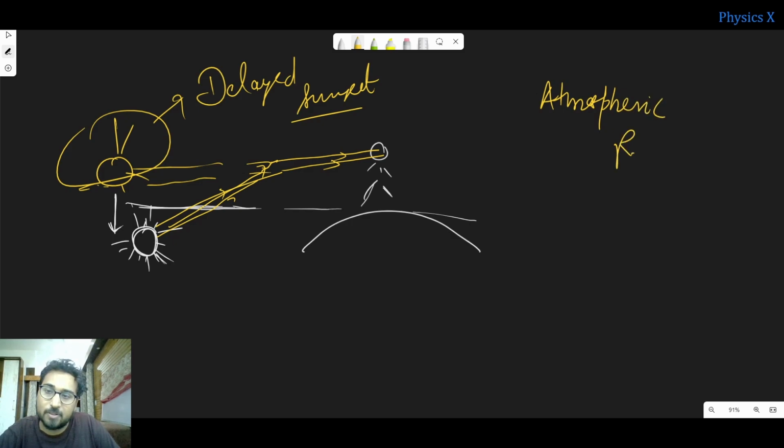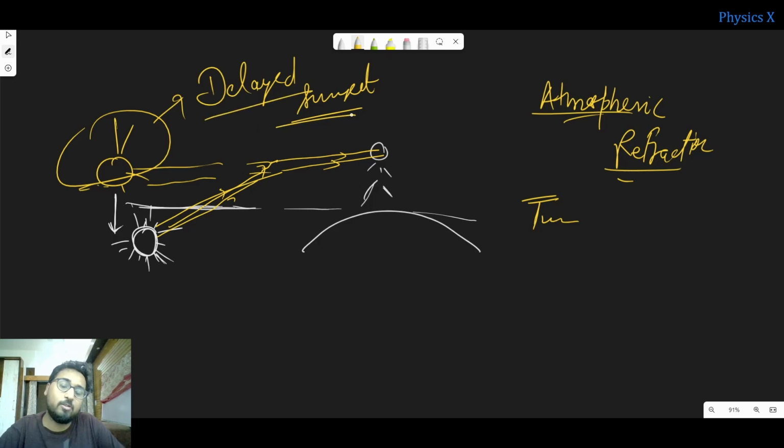atmospheric refraction. So we have observed these things: the twinkling of stars, and the early sunrise and delayed sunset, which we observe due to this atmospheric refraction.